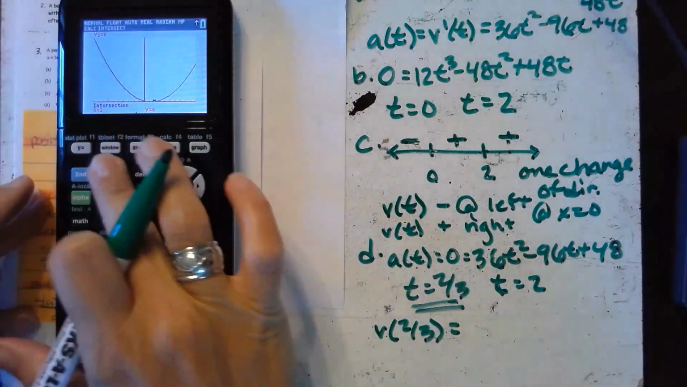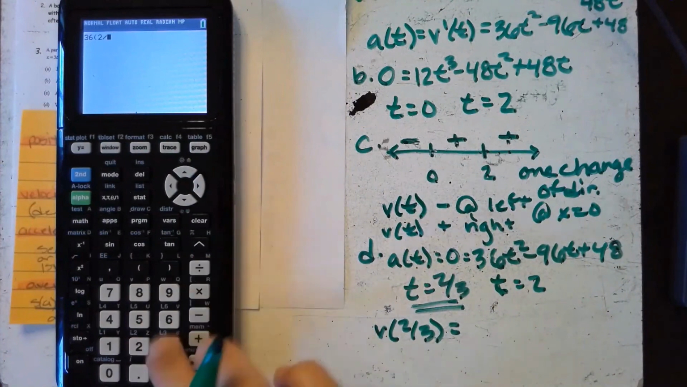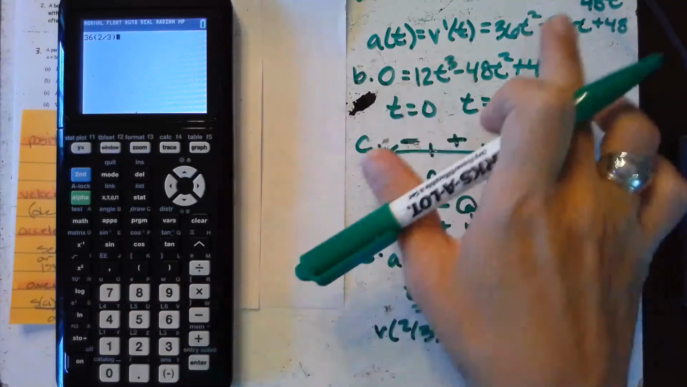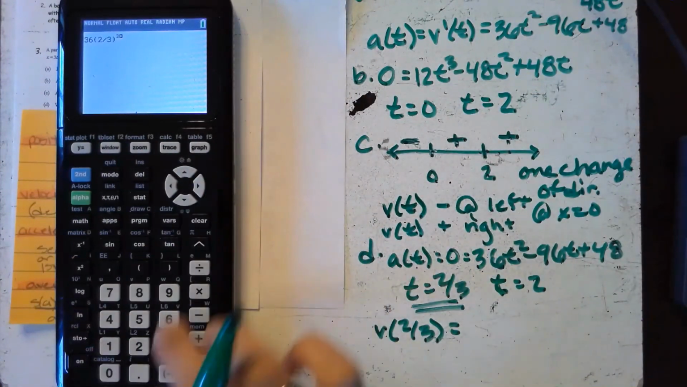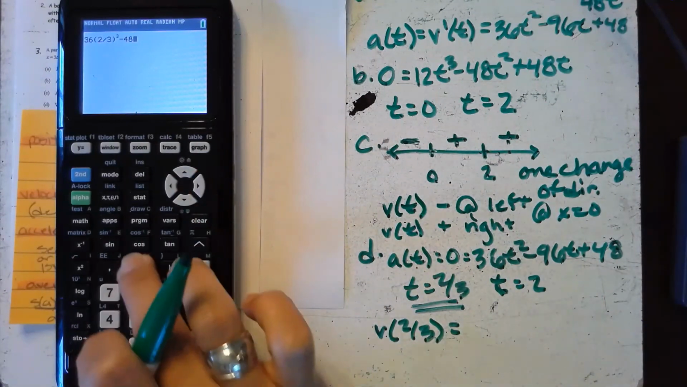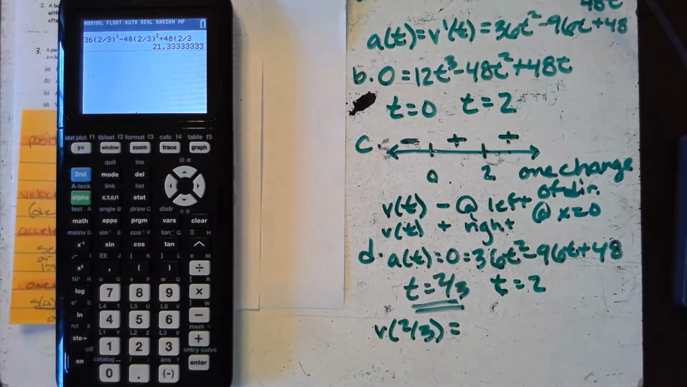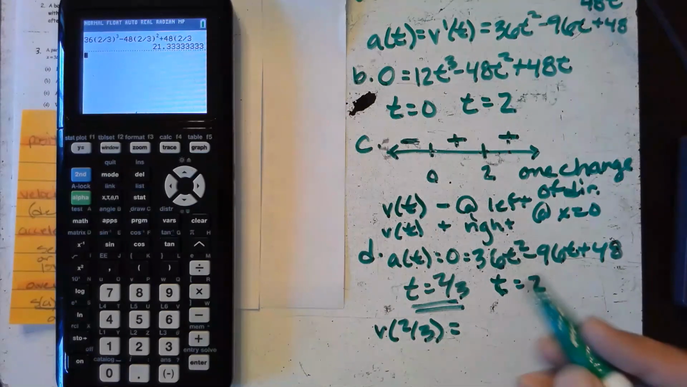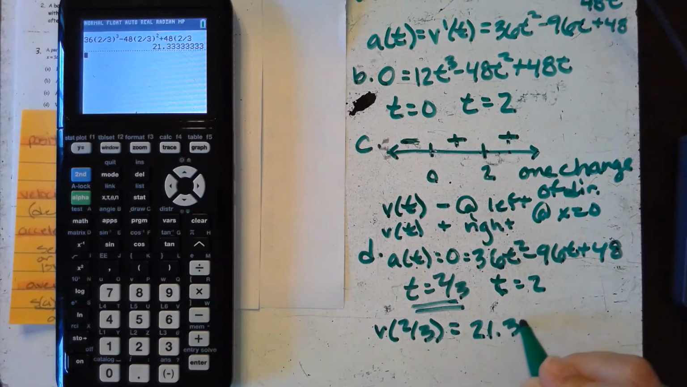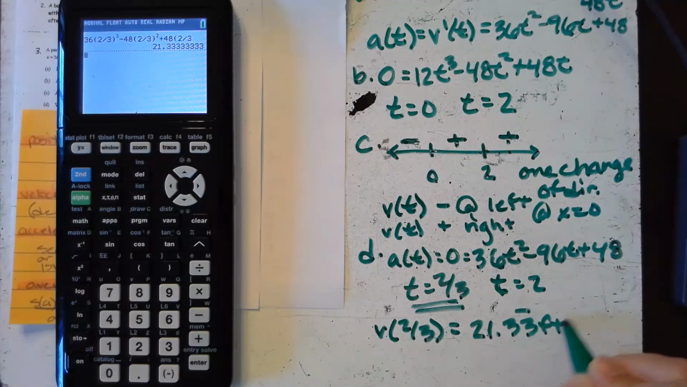So it just becomes a plug and chug. 36 times 2/3 cubed, minus 48 times 2/3 squared plus 48 times 2/3. All right, and we're just going to leave it like this. Just make sure you've plugged everything in correctly. All right, and it appears to be 21.33 repeating feet per second.